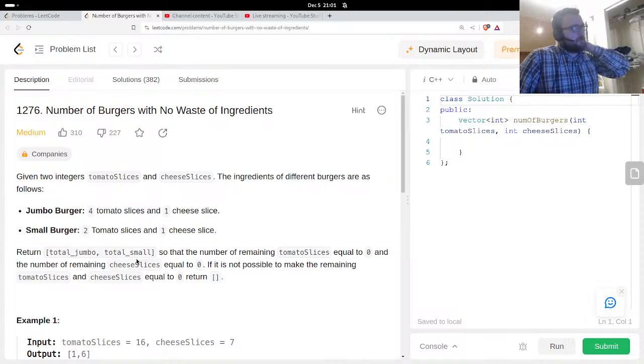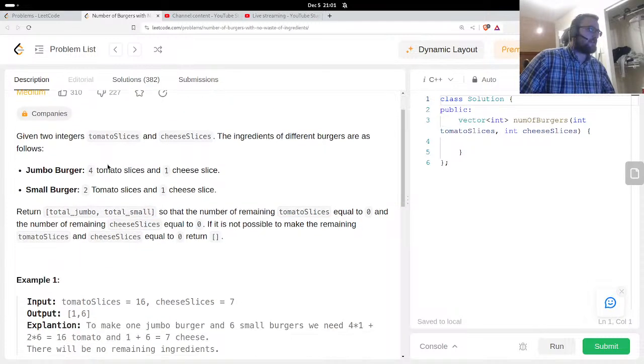Return total jumbo and total small so that the number of remaining tomato slices equal to 0 and the number of remaining cheese slices equal to 0. If it is not possible to make the remaining tomato slices and cheese slices equal to 0, return an empty string. Okay, so we can make jumbo burgers and small burgers.